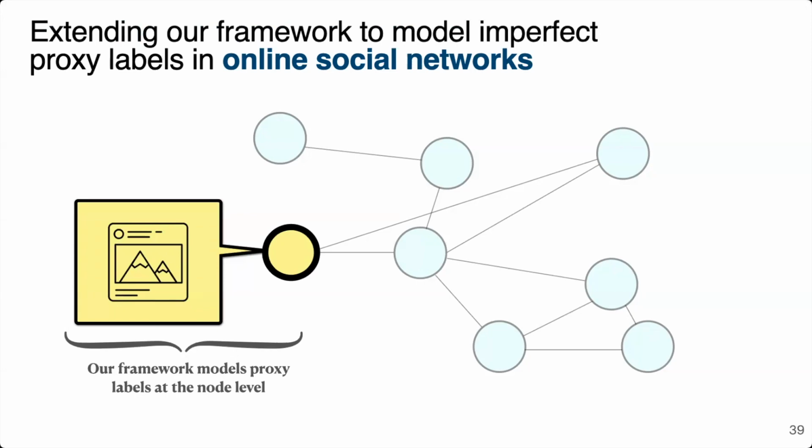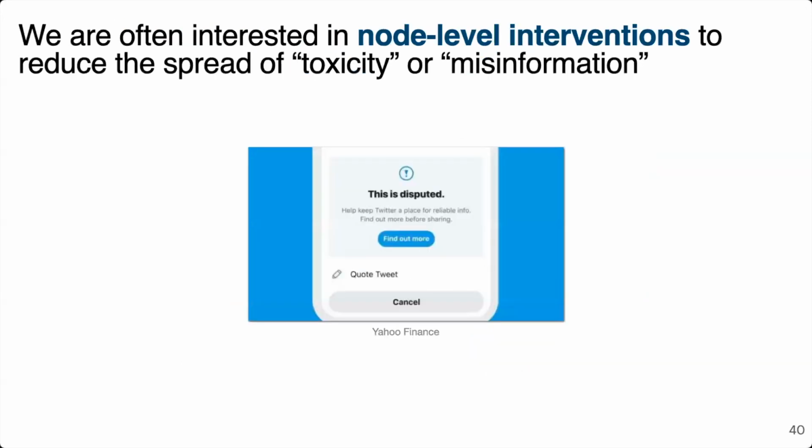To begin to think about how some of these ideas might generalize to network settings, one example is Birdwatch-style approaches, because we're often interested in node-level interventions to make some change at a network level. For instance, reducing the spread of toxicity or misinformation. This is a very famous example where Twitter provides interventions to stop users from sharing content that is likely to be false or disputed.